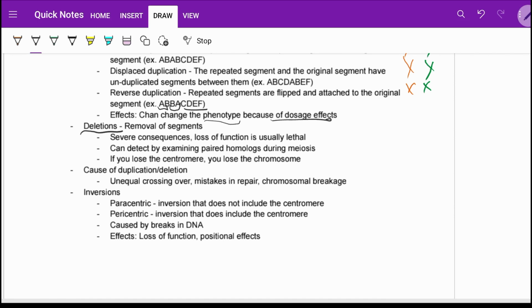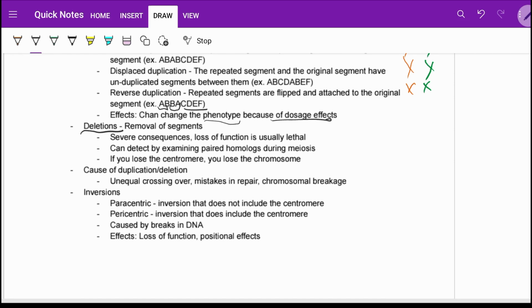We also have deletions, which is the removal of segments. And this is pretty bad because when we have duplications, it might affect the gene dosage, but we still have that core function that the gene codes for. But if we just delete a whole chunk, then it leads to loss of function.